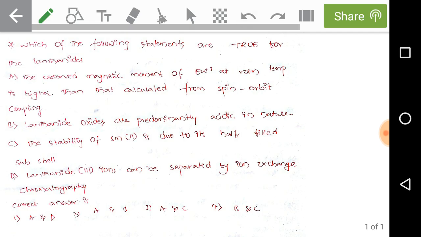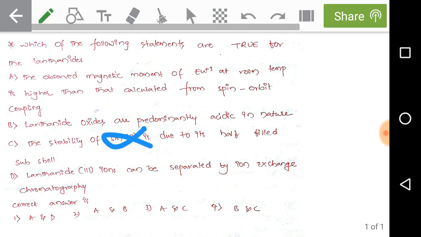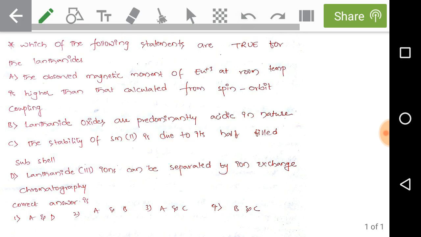And here, lanthanide oxides are predominantly acidic in nature. This is the wrong statement. Lanthanide oxides are basic in nature. Alright. The stability of samarium plus 2 is due to its half-filled subshell. This is a wrong statement, because samarium plus 2 has a 4f6 electronic configuration, so it is not half-filled. That's why statement C is wrong.